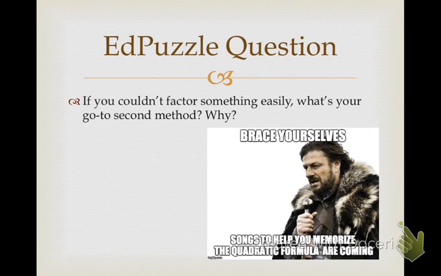To receive credit for this, you should answer this Edpuzzle question. Kind of an opinion question. Most of you would probably prefer to factor, but if it's not something that factors easily, what's your go-to second method, and why? If you're having technical difficulties using Edpuzzle, make sure you show me your handwritten notes in class.